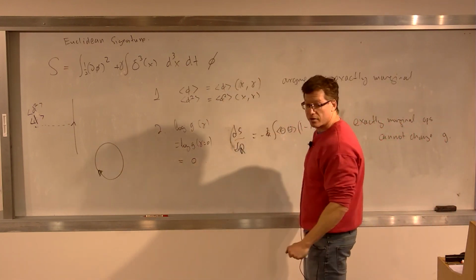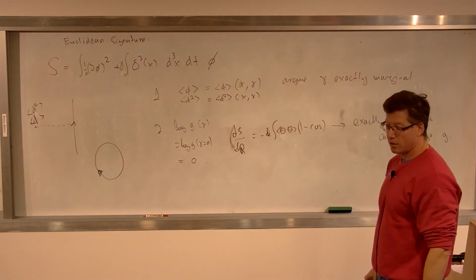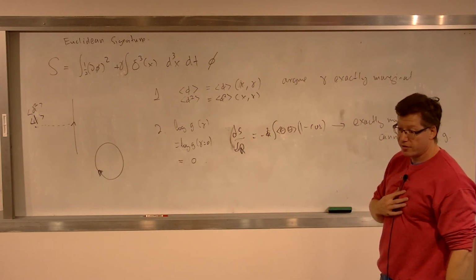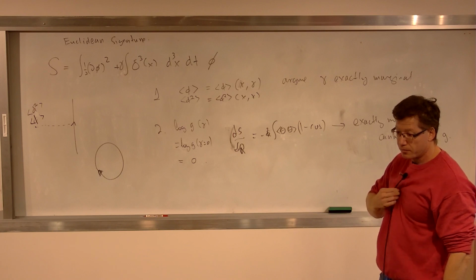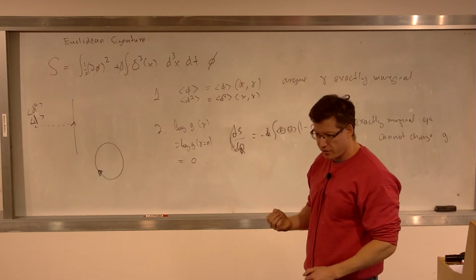Is there any interpretation of what this coefficient means, because now you have a moduli? Yeah, it's an exactly marginal operator. But what is gamma? It's the external magnetic field.